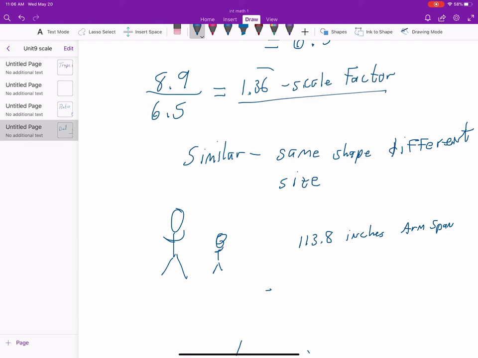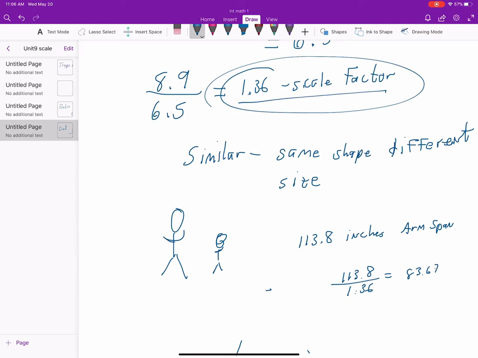All right, so we know the scale factor between them, right? We know that Robert is 1.36 times bigger. So let's take this 113.8 and divide it by 1.36, and let's see what that is. 113.8 divided by 1.36, and I get 83.67. Now remember, that's inches, all right? So now I'm going to divide that by 12 to see how many feet that is.